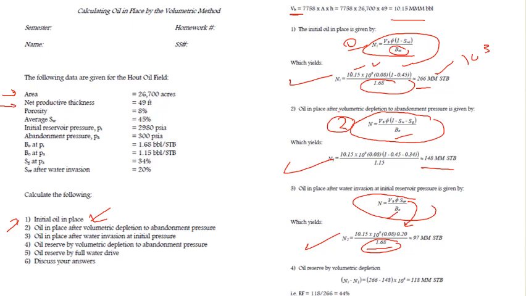So number 4, oil reserve by volumetric depletion. Reserve means that I can get it out at any time. So at the initial pressure, the amount of oil that may come out by just drilling the reservoir represents Ni minus N1. Before the exploration, before the production, all the oil in place was 266, while after abandonment it is 148. This represents the amount that still remains under the earth in the reservoir.